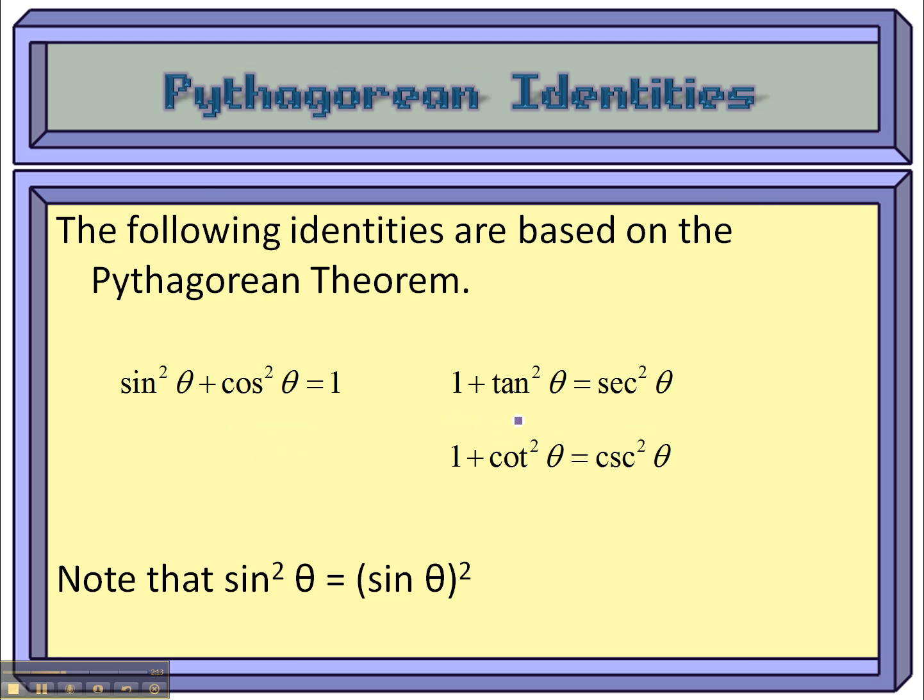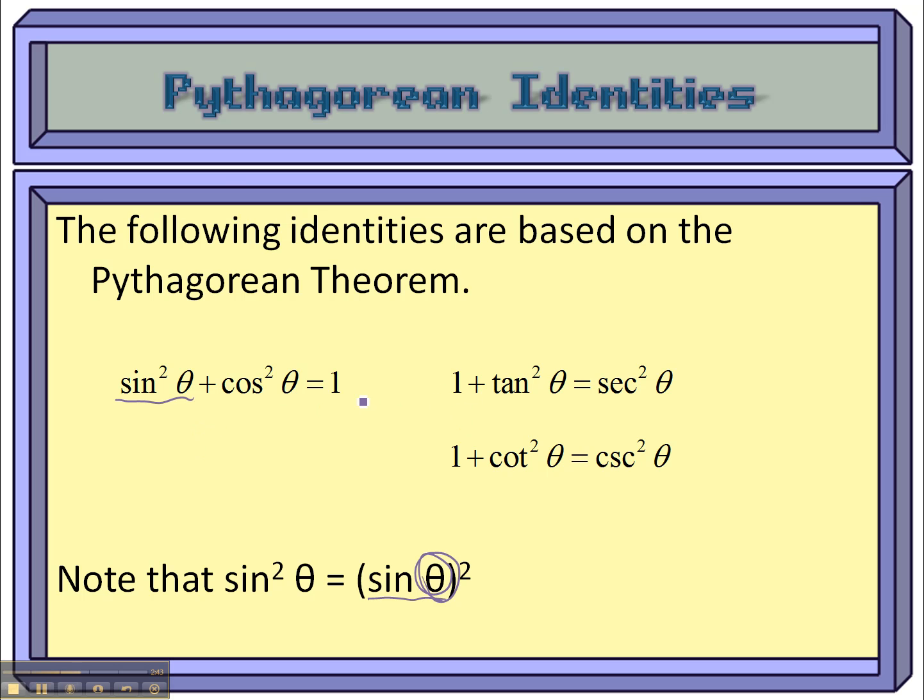And then the last set of identities are the Pythagorean identities because they are based on the Pythagorean theorem. Sine squared plus cosine squared equals 1. What this means is you take the sine of whatever your angle is and you square it. We like this notation better because otherwise it might be confused with the theta being squared, and that's just dumb. So we put the little square on the side.